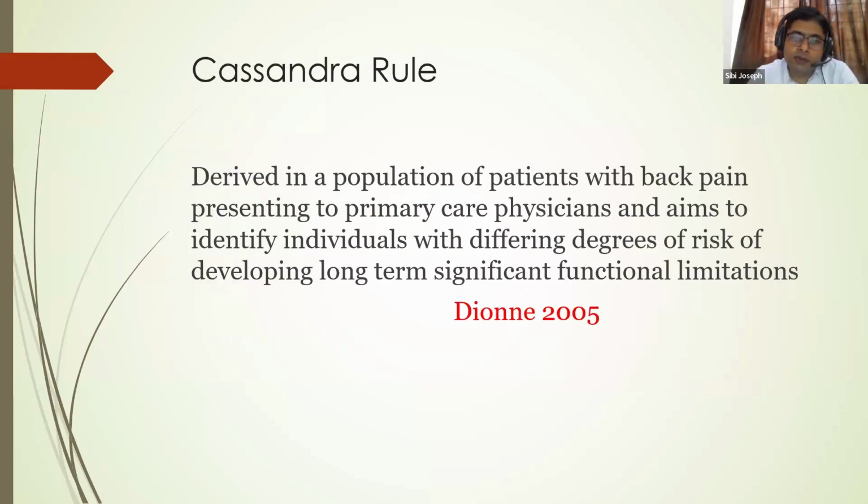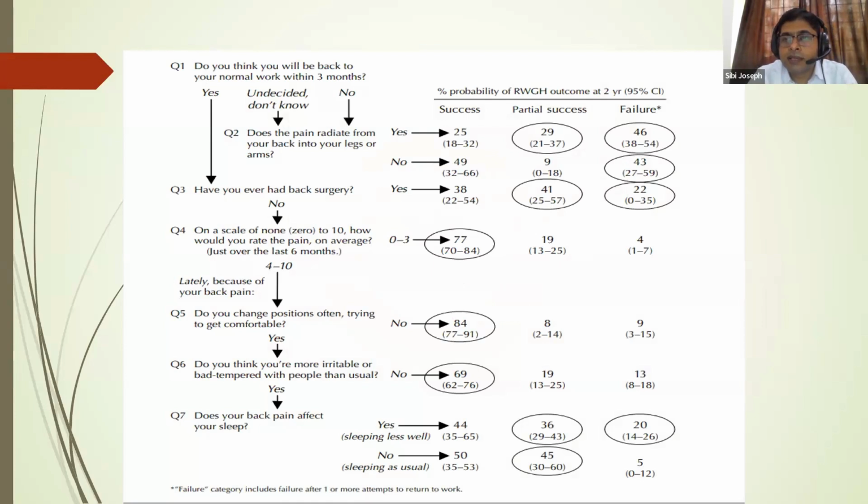Next, for an example of Cassandra rule, you have prognostic CPRs. The best example is Cassandra rule. So this is derived from the population of patients with back pain presenting to primary care physicians and aims to identify individuals with differing degrees of risk of developing long-term significant functional limitations. So prognostic CPRs differ from the diagnostic counterparts with respect to their dependence on the dimension of time. So these CPRs will function to inform clinical judgments regarding future outcomes. So they will predict the future outcome. So in this case, it will tell you how many patients with back pain will develop long-term significant functional limitations. So this is the Cassandra rule, basically.